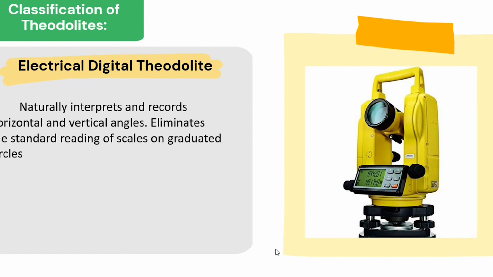So last is electrical digital theodolite. Naturally interprets and records horizontal and vertical angles. Eliminates the standard reading of scales on graduated circles. So unlike din dun sa dalawang nabanggit, ito electronic na siya. It means that mas malilesen na yung error, mas malilesen na yung discrepancy kasi it has its own calculator na. Kumbaga, makikita na agad dito yung sukat ng angle or sukat ng direction.